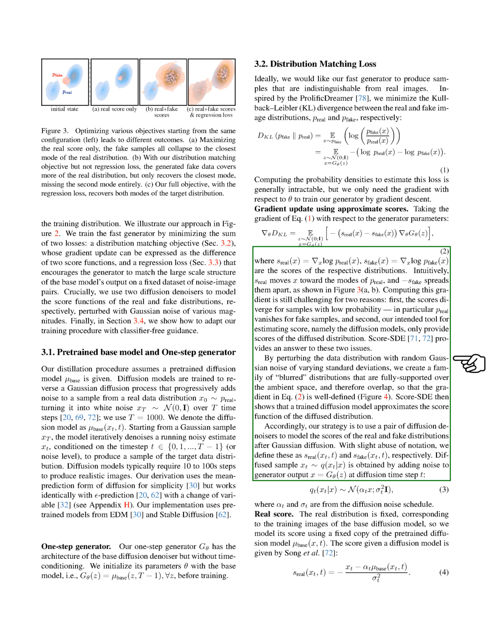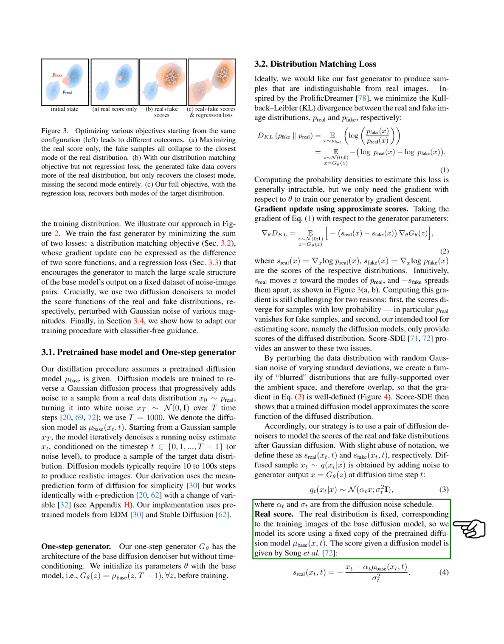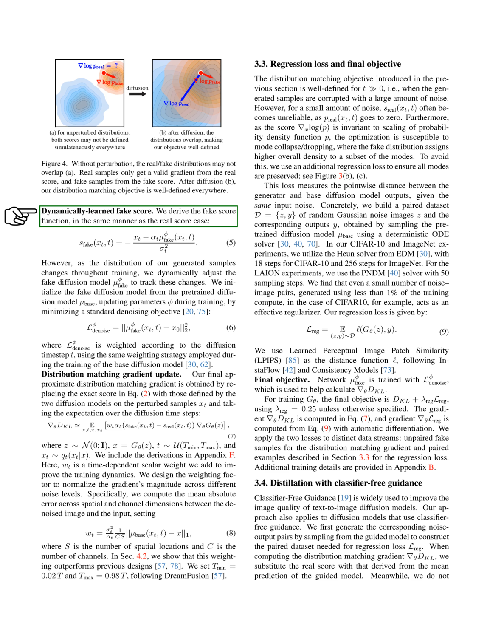Accordingly, our strategy is to use a pair of diffusion denoisers to model the scores of the real and fake distributions after Gaussian diffusion. The real distribution is fixed, corresponding to the training images of the base diffusion model, so we model its score using a fixed copy of the pre-trained diffusion model. However, as the distribution of our generated samples changes throughout training, we dynamically adjust the fake diffusion model to track these changes. Our final approximate distribution matching gradient is obtained by replacing the exact score with those defined by the two diffusion models on the perturbed samples and taking the expectation over the diffusion time steps.